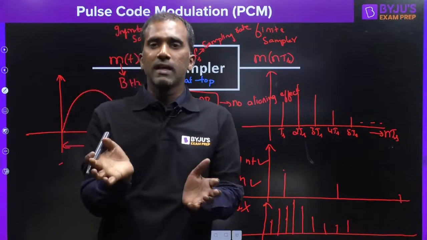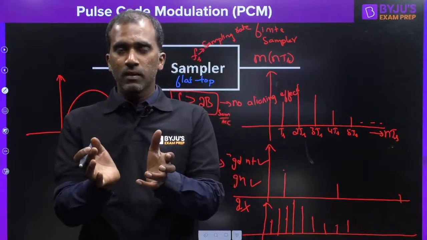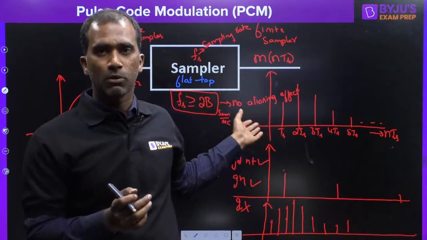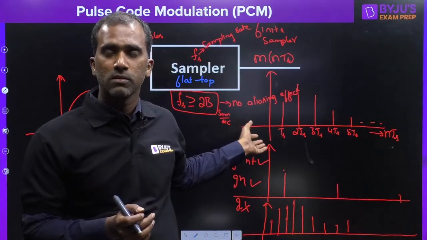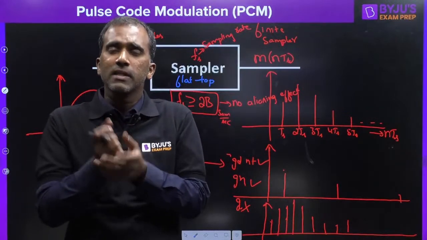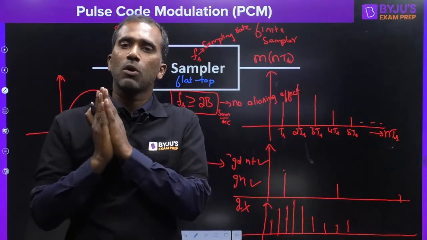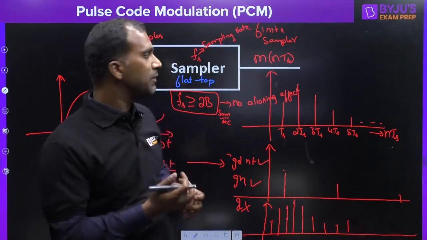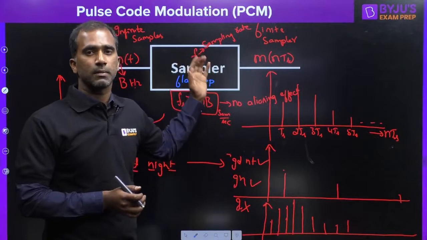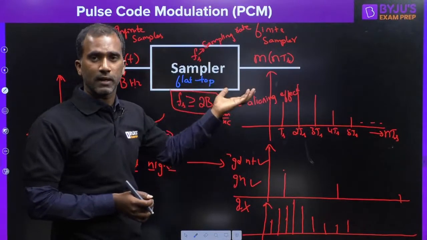But whatever mathematical analysis we do in ideal sampling, whatever understanding we get there, will help you understand flat top sampling, or practical sampling, and other sampling, natural sampling also. The mathematical understanding we have in ideal sampling is wonderful, and will help you solve a lot of questions. But what we use practically is not ideal sampling, we use flat top sampling. The other name for flat top sampling is practical sampling.